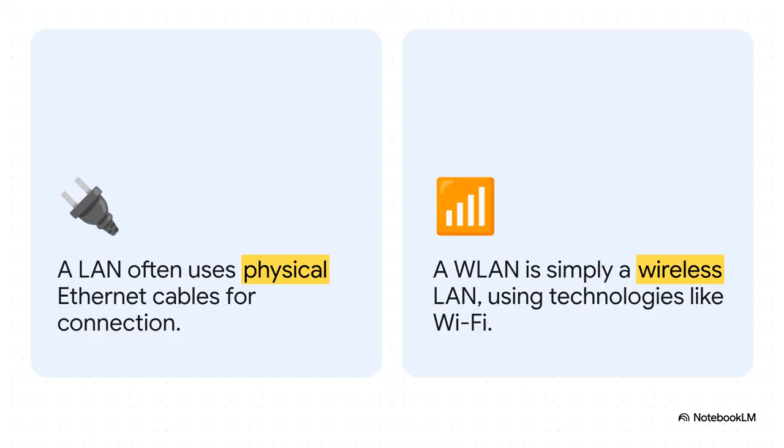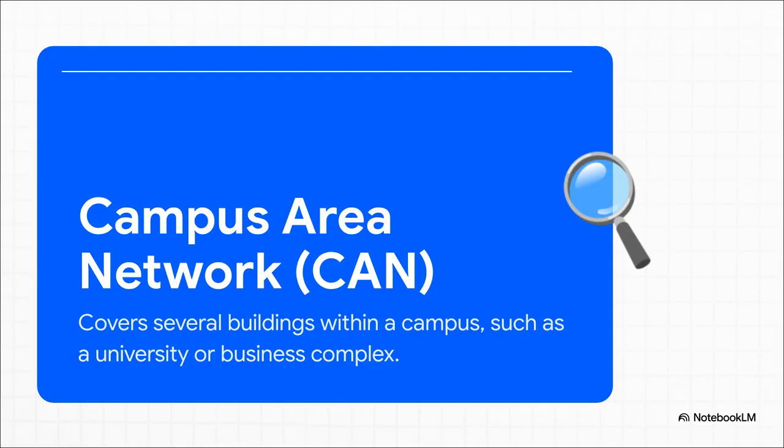So you've probably heard of a LAN and a WLAN. What's the deal? Honestly, it's super simple. It's all about the wires. A classic LAN often uses those physical Ethernet cables you plug into your computer. But a WLAN, a wireless local area network, that's just your Wi-Fi. Plain and simple.